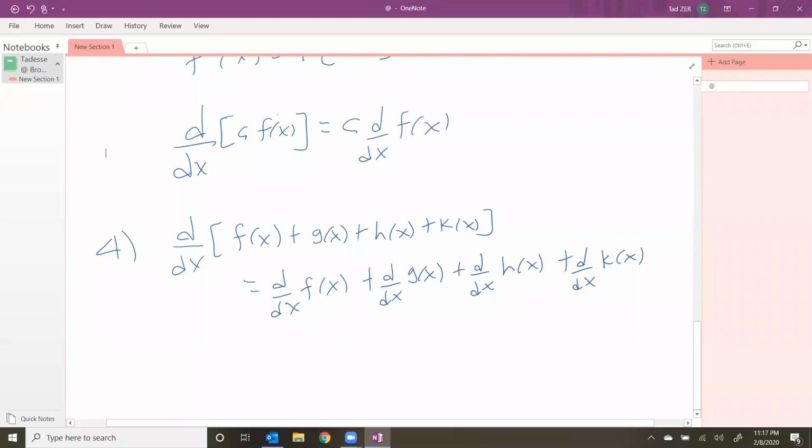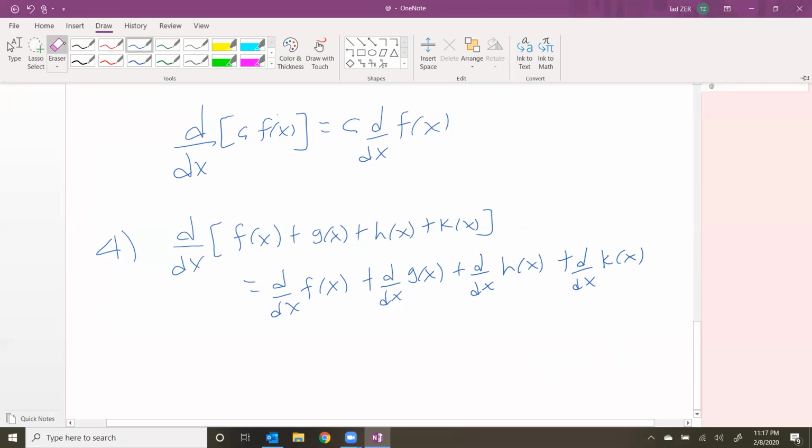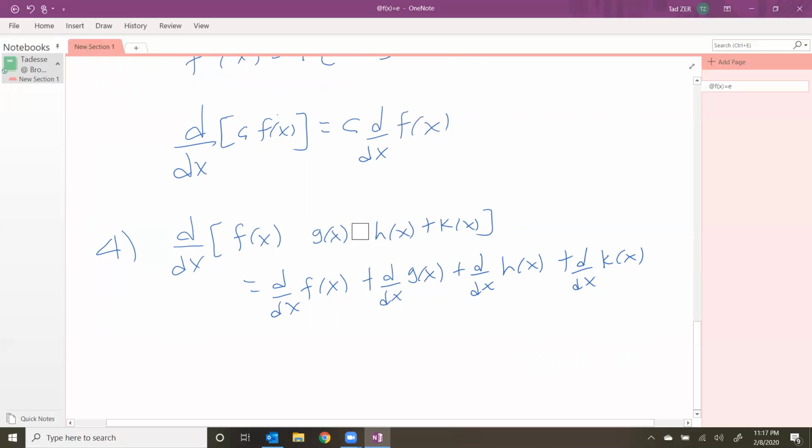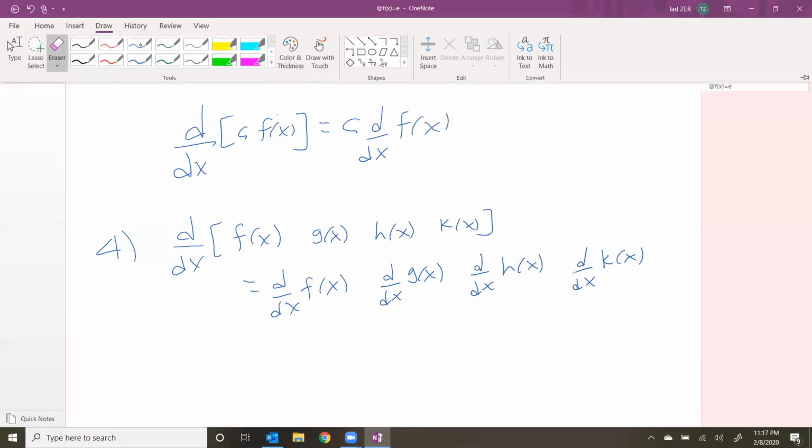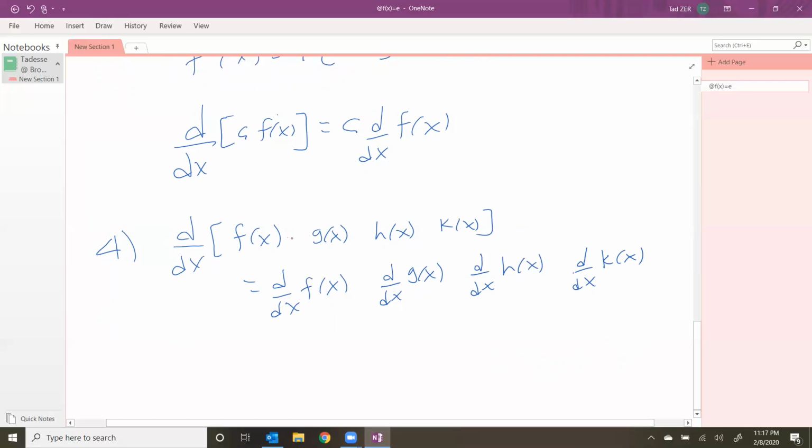If you have, instead of plus here, a minus, so let's say all of this is minus, minus, minus, the derivative of the difference becomes what? The difference of the derivatives. This is called the sum and difference rule.